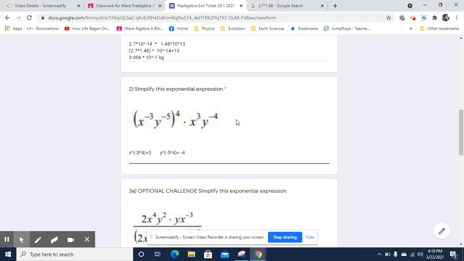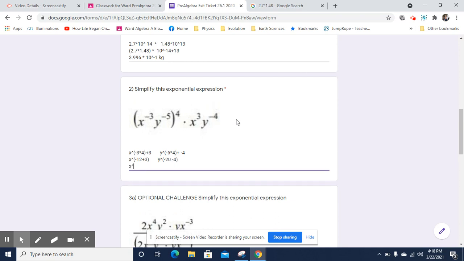Okay, so let's put all that together. So I've got x is now going to be to the negative 12 plus 3, parentheses, so I know I've got a grouping of exponents there. I've got y to the negative 20 plus negative 4 is just minus 4. So let's work that out. That's going to be x to the negative 9th, and that's going to be y to the negative 24th.